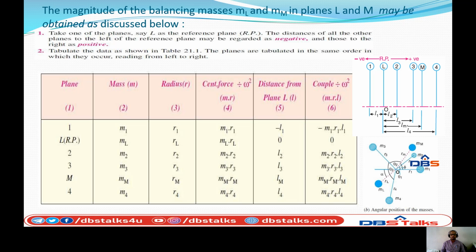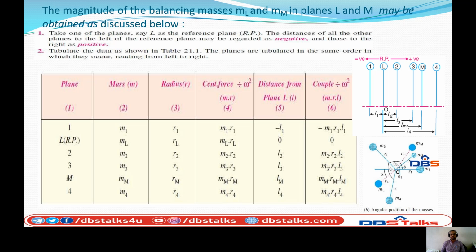RP. And what are the masses? M1, ML, M2, M3, MM, M4. And what is the radius of rotation? R1, RL, R2, R3, RM, R4. Then what is the centrifugal force? We know that in the balancing of rotating masses, the centrifugal force is simply Mr, since omega is the same for all the masses. So M1 R1, ML RL, M2 R2, M3 R3, MM RM, M4 R4.